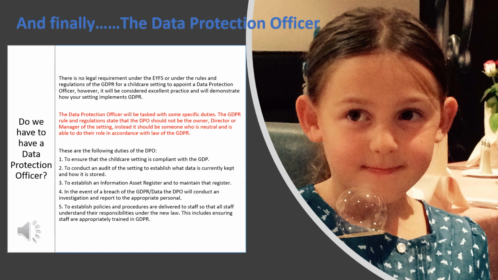A data protection officer will be tasked with some specific duties. These could be to ensure that the childcare setting is compliant with GDPR, to conduct an audit of the setting to establish what data is currently kept, how it is stored, to establish an information asset register and to maintain that register. In the event of a breach of GDPR or data, the DPO will conduct an investigation and report to the appropriate personnel, to establish policies and procedures and to make sure that these are delivered to staff so that all staff understand their responsibilities under the new law, and this includes ensuring that staff are appropriately trained in GDPR.